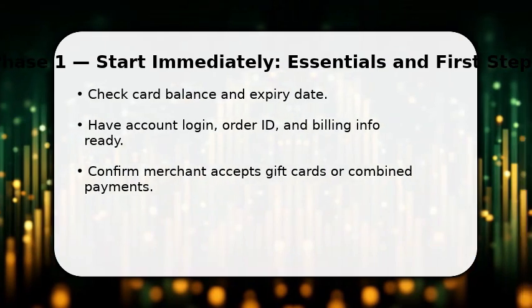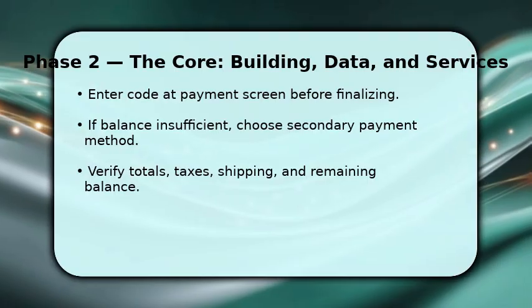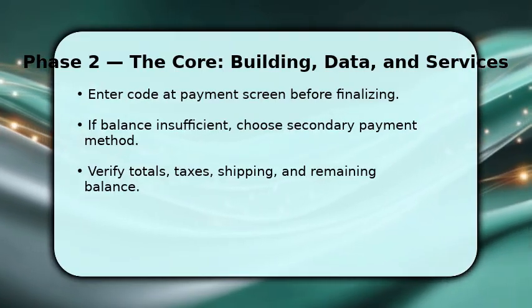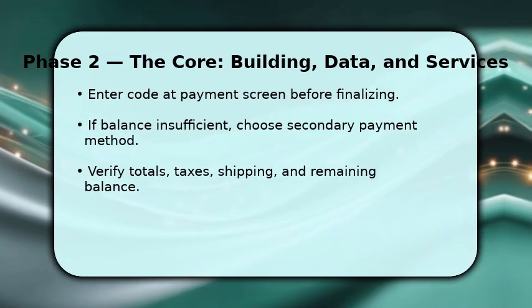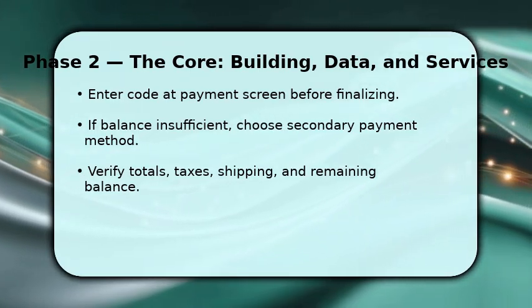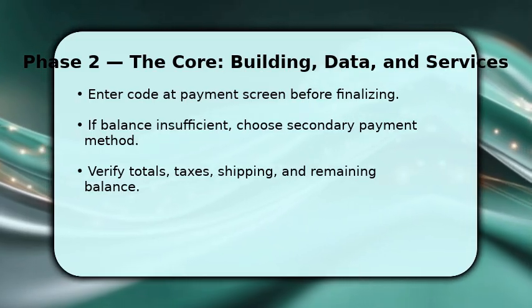Now you focus on applying the card during checkout. Choose gift card as the payment method, paste or type the code and hit apply. The platform should show a reduced total. If not, remove and retry the code. If the card covers part only, select a secondary method for the remaining amount, credit, debit, or PayPal.